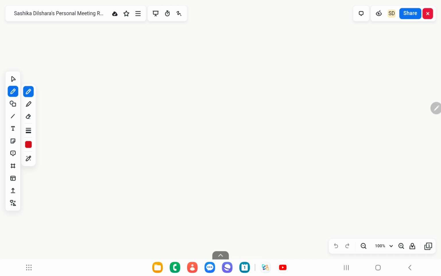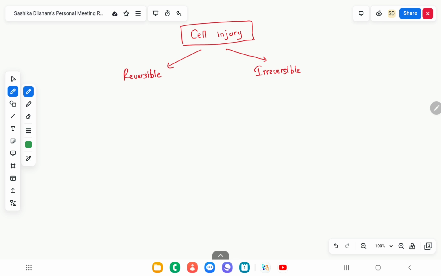There are two types of cell injury, that is reversible cell injury and irreversible cell injury. Reversible cell injury occurs due to energy dependent ion pumps failure. There is energy dependent ion pumps failure, and then there is inability to maintain ionic and fluid homeostasis in the cell. Therefore, water goes inside the cell, and the cytoplasm of the cell as well as organelles become swollen.